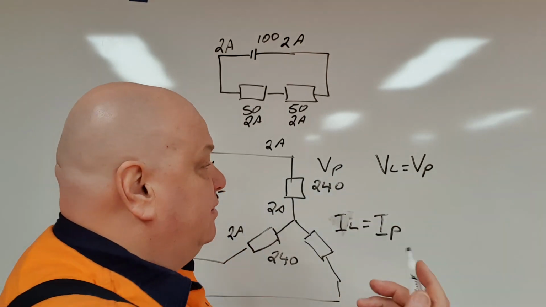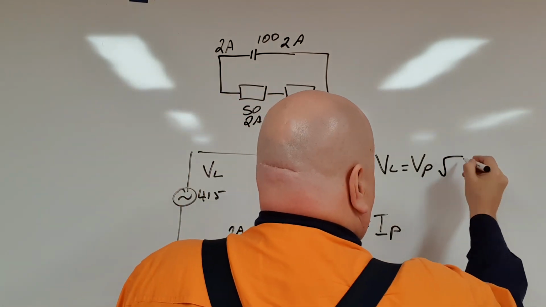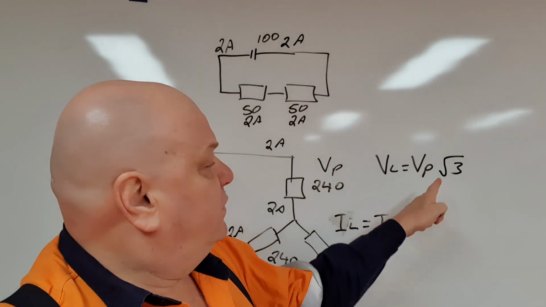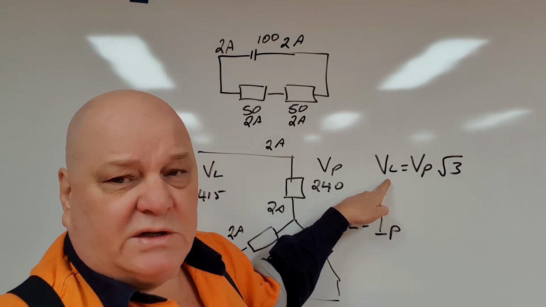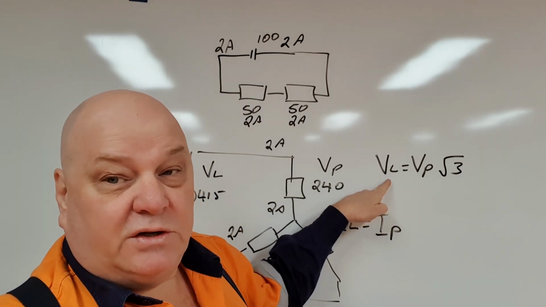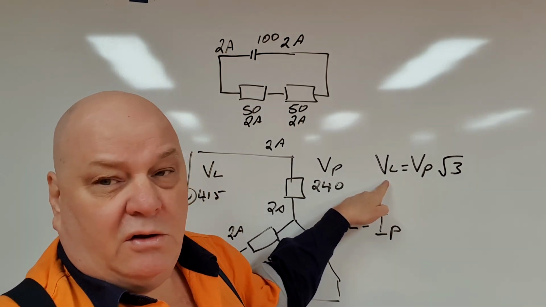So straight away we know that we put the square root of 3 there, and so our phase voltage multiplied by the square root of 3 will give us our phase to phase voltage, what we call it in the field, or our line voltage.